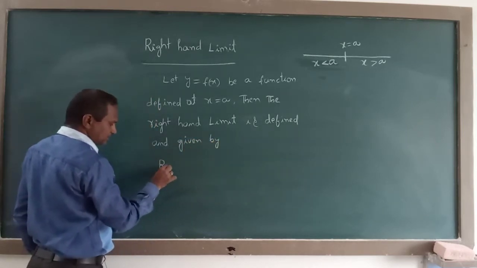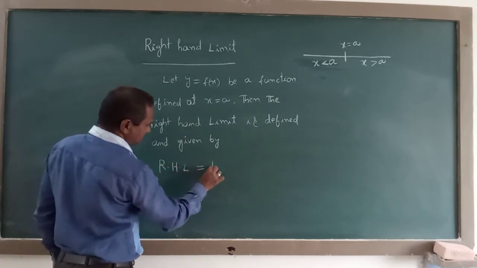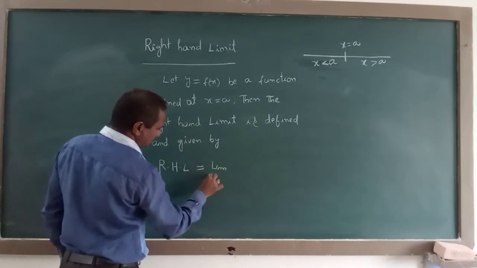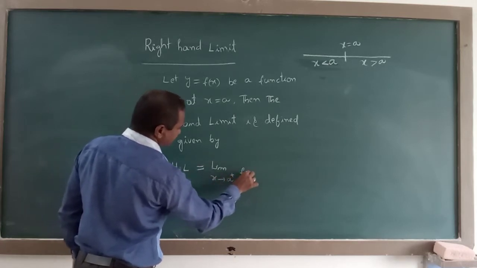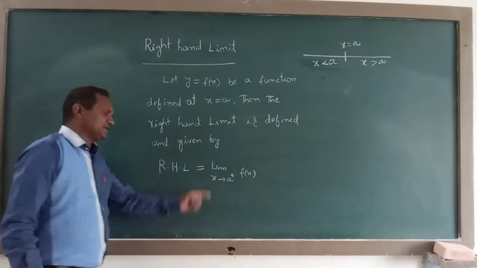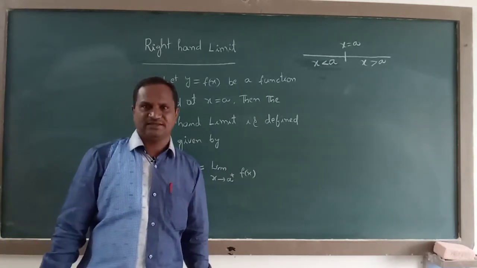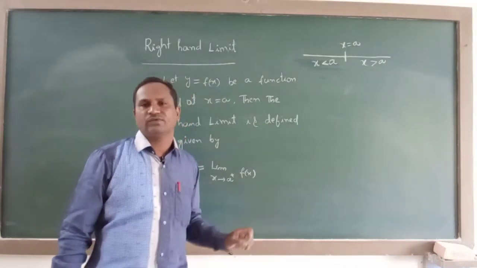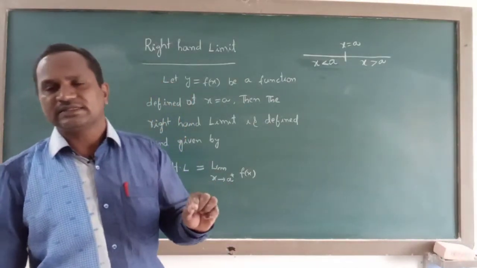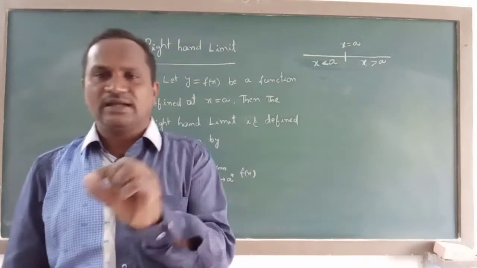RHL is equal to limit x is tending to a plus f of x. A plus represents only right hand limits. We must and should take that value only. Minus and plus represent the left hand side and right hand side.